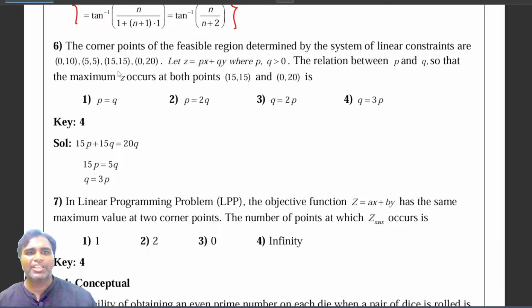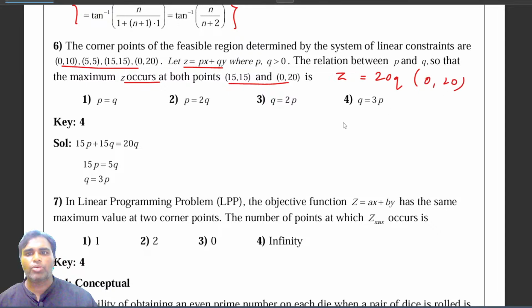Now if you can see here, we have been given 4 points. The objective function Z is also given. They have given constraints, points, and a relation between P and Q, so that the maximum of Z occurs at 2 points. So first I will put 0, 20 here. If I put it in Z, I will get 20Q at 0, 20.